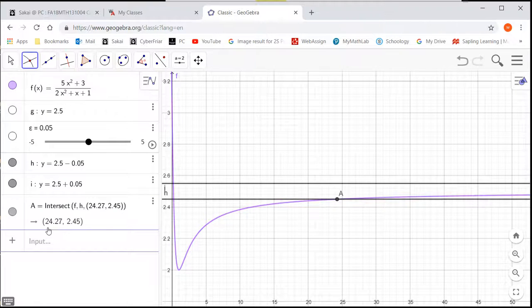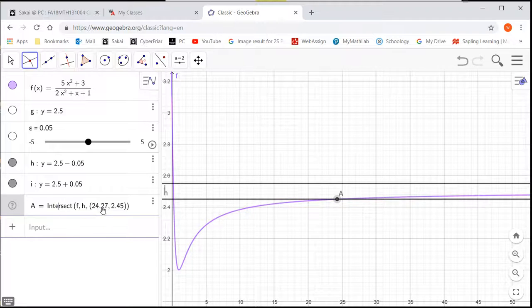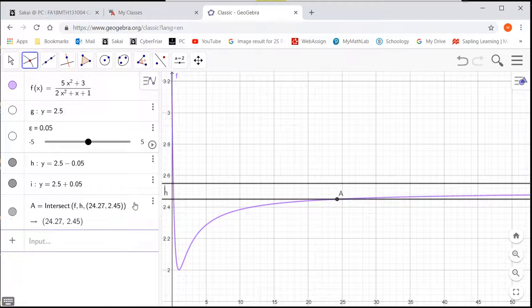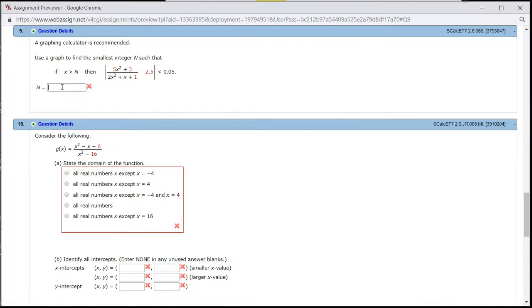The intersection point is, let's say, 24.27. So if you go to 25, then it would be enough. The smallest n that we're looking for would be 25, because starting from 25, the graph is going to be within the acceptable region.